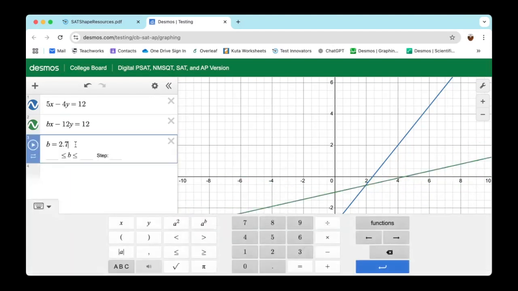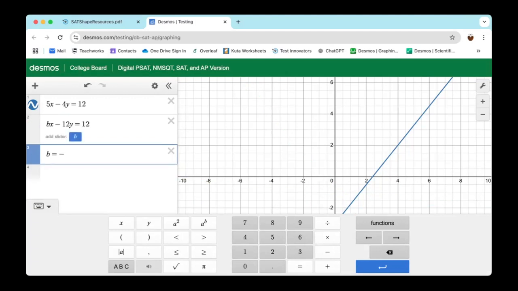So the slider is really good for problems that are multiple choice because we have values that we can plug in for the constant. So what we're going to do is make b -15, because that's the first answer choice. And again, none of this makes any sense if you don't know what you're looking for. No solution problems are parallel lines. So this is clearly not the answer.